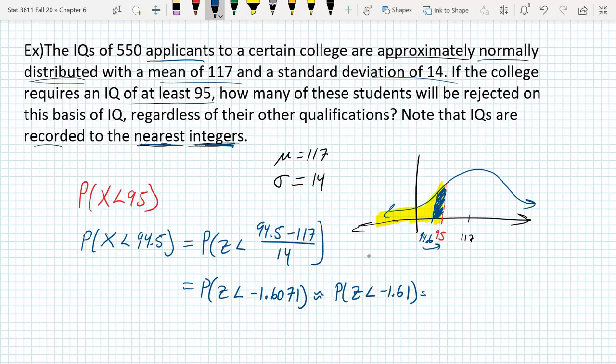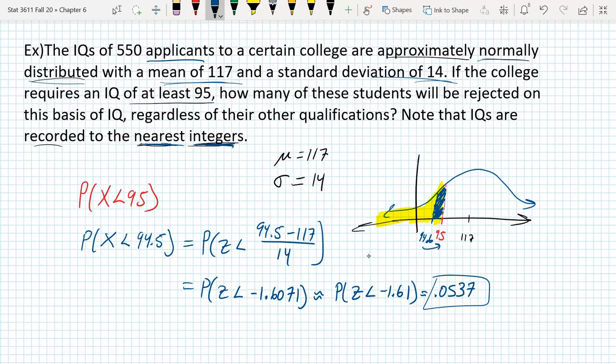So this is approximately 0.0537. So what does this mean? This is our correct rejection percentage. This is for an individual, right? You have 550 applicants, okay? The distribution of those applicants is approximately normal with a mean of 117 and a standard deviation of 14, okay? So we expect about 5.37% of those applicants to be in that rejection range.